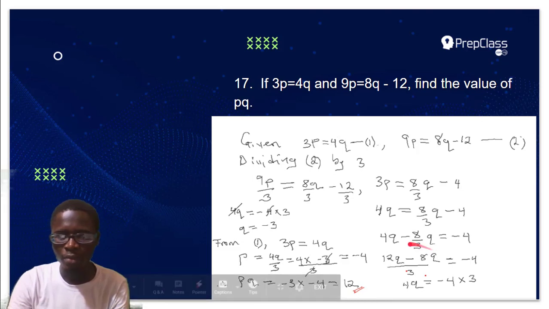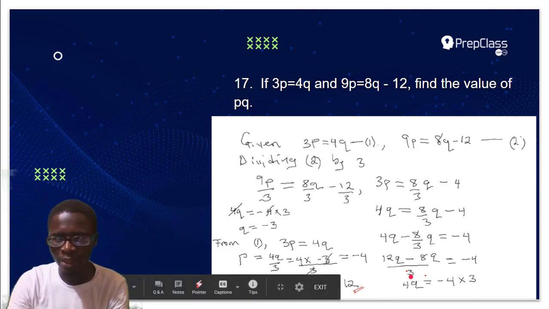So what we need to do here is to find the LCM of the left-hand side and solve it. LCM is going to be 3, and this is having a denominator of 1. So 1 into 3 is going to give us 3. 3 times 4 is going to give us 12Q minus 1 times 8 is 8Q, which is equivalent to minus 4 on the right-hand side of the equation. So from here, we have 12Q minus 8Q, that is going to give us 4Q, which is equivalent to minus 4 times 3 by the time we cross multiply both sides of the equation. And so you will discover that 4Q is equivalent to minus 4 times 3.